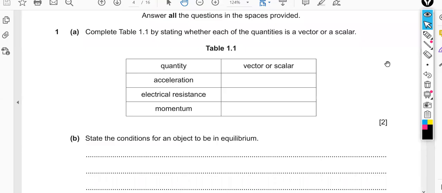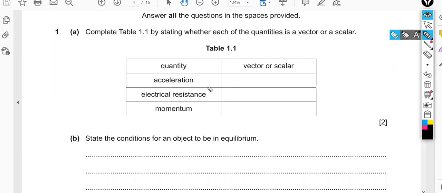This is Dr. Schleich, and in this work example, we're taking a look at question 1 of paper 2 that was administered in the summer of 2021. And it reads, complete table 1.1 by stating whether each of the quantities is a vector or a scalar.